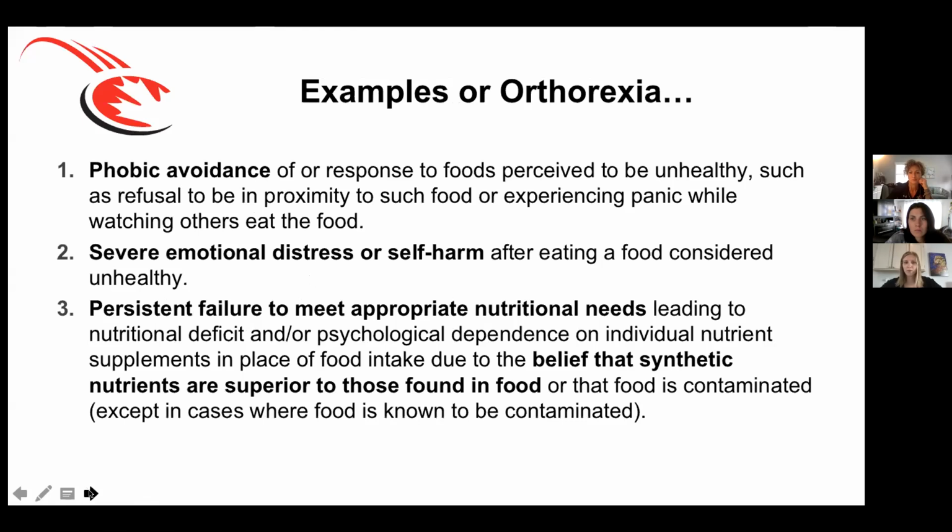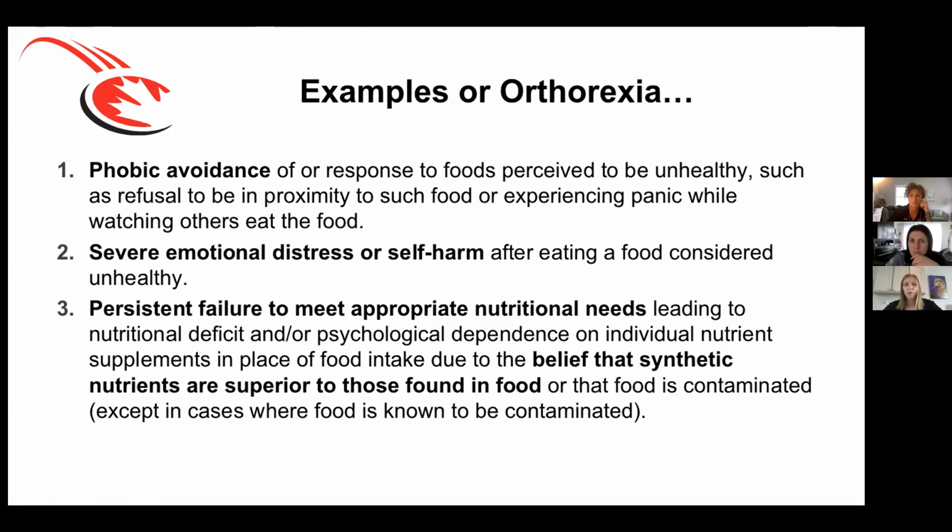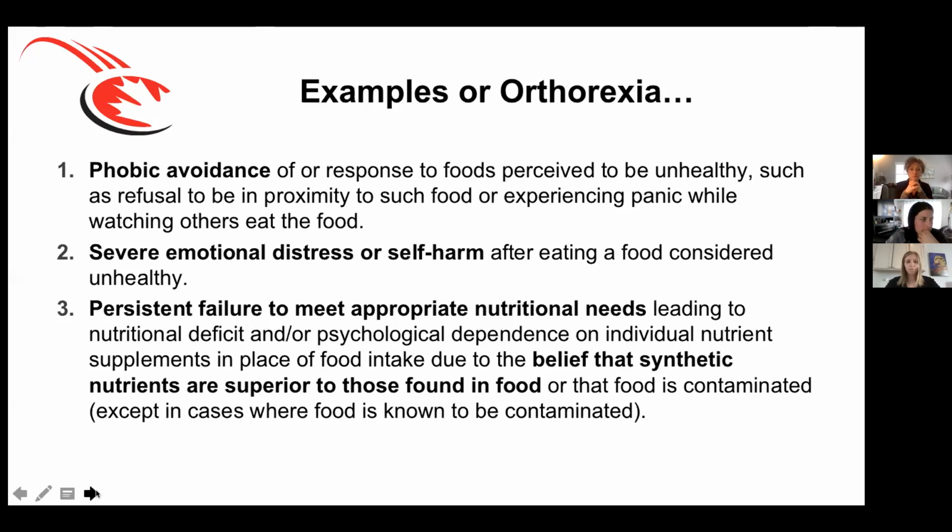Some of the examples for orthorexia: a lot of it is phobic avoidance of foods. They usually have a perception of things that are super unhealthy, or a refusal to eat certain foods. Some athletes might feel like carbohydrates or bread is very unhealthy. So they might completely cut out certain food groups, or just refuse to add those into their diet, purely on the basis of thinking that they're unhealthy for them. And usually if they break this, it causes severe emotional distress to them, in some cases some self-harm.